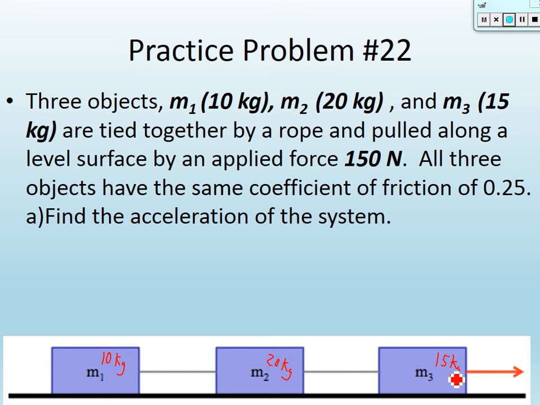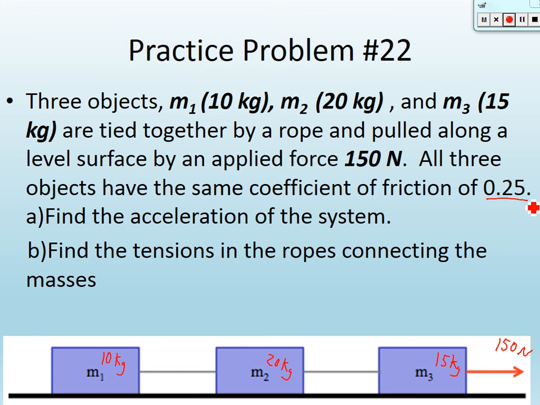They're tied together by a rope and pulled along a level surface by an applied force of 150 newtons. So this applied force is 150 newtons to the right. All 3 objects have the same coefficient of friction, which is 0.25. It wants you to solve for the acceleration of the system and find the tension in the ropes connecting the masses. So there's going to be tension here, and there's going to be tension here. Let's call this one T1 and this one T2.